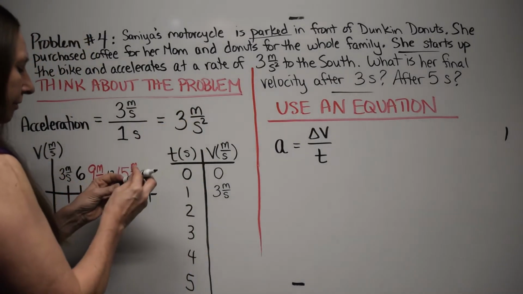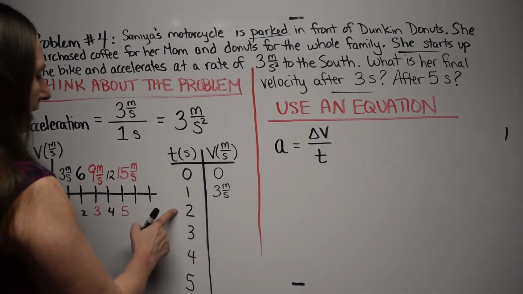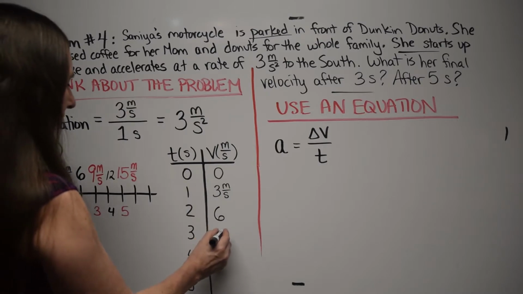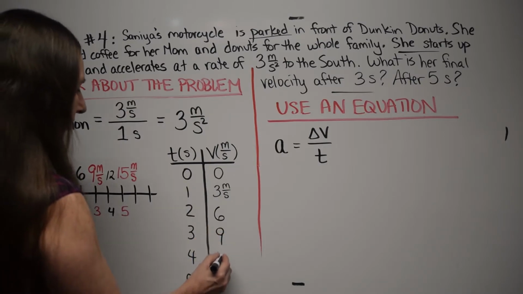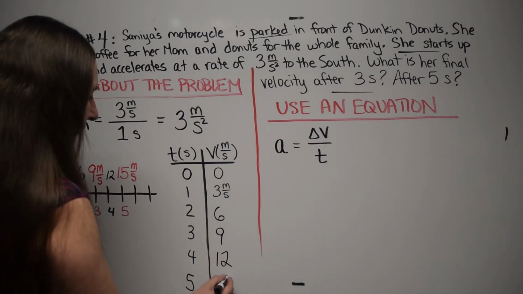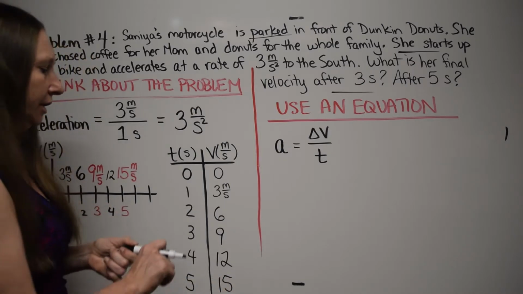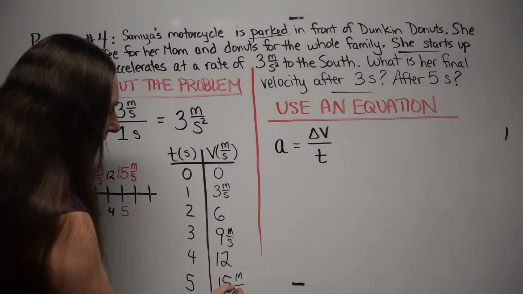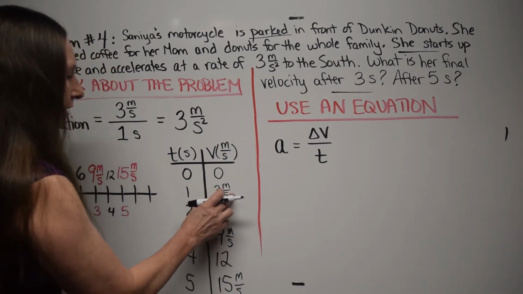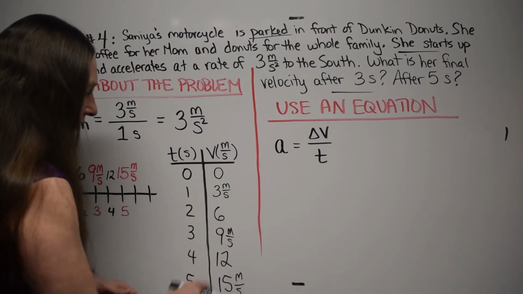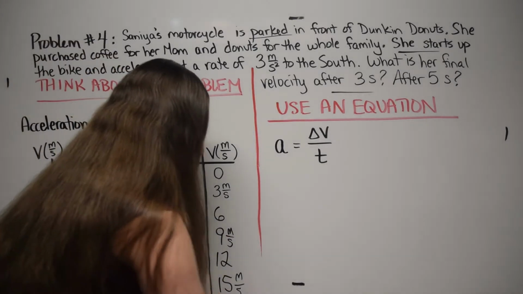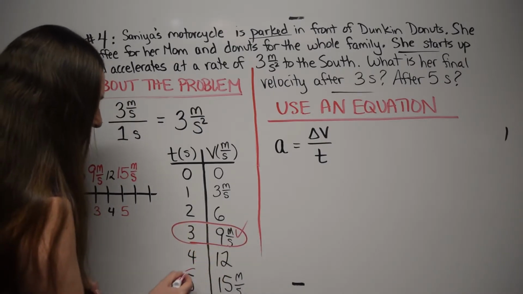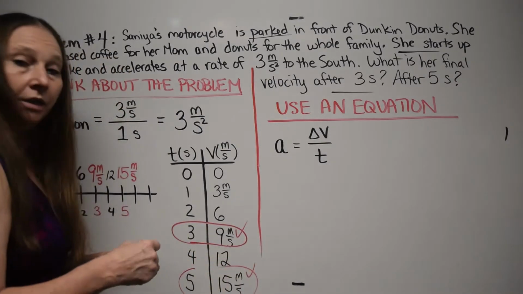All right, on a chart, if you want to do it this way, after 2 seconds, her velocity is 6. After 3 seconds, her velocity is 9. After 4 seconds, her velocity is 12. After 5 seconds, her velocity is 15. Again, meters per second. Here's your answers here. Here's what you started with. This is the acceleration. All right, here's your answers. After 3 seconds, this would be her speed. After 5 seconds, this would be her speed.